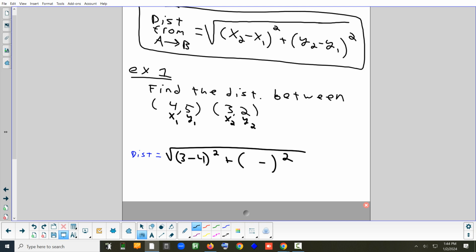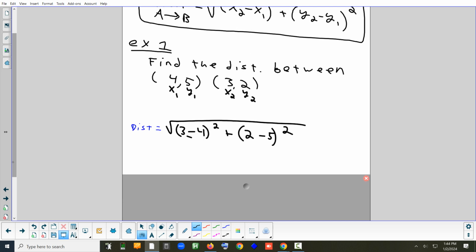All right. And Alex, how about the second spot? Alex, can you help him out? It is 2 minus 5. So yeah, it's going to be 2 minus 5. Okay, so that's the base of the triangle. That's the height of the triangle. And now we're going to find the hypotenuse using Pythagorean here.